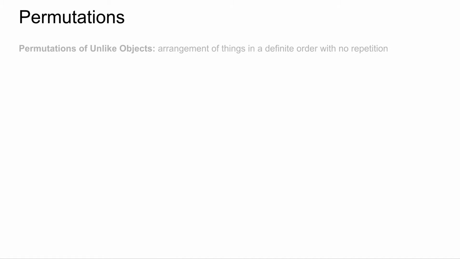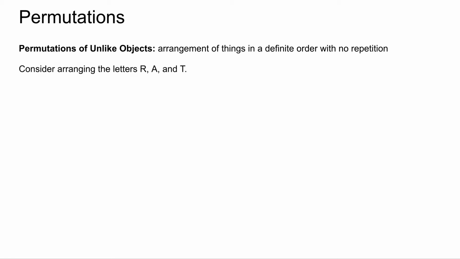Okay, that is the same as permutation. So the permutation of unlike objects, so everybody is different in that group, is the arrangement of things or people in a definite order with no repetition. Okay, so the order matters. I'm re-emphasizing this: the order matters. President, treasurer, secretary, they are all different, right? So the order matters, and there's no repetition for this case. So consider arranging the letters R, A, and T.